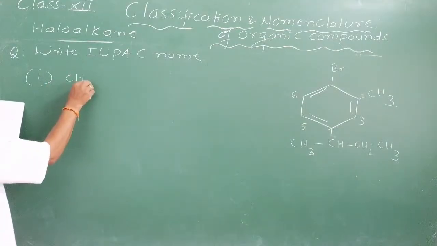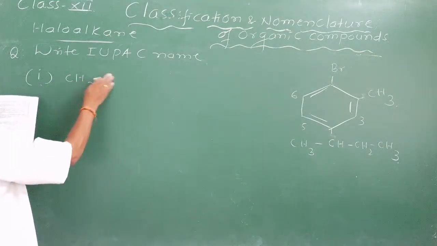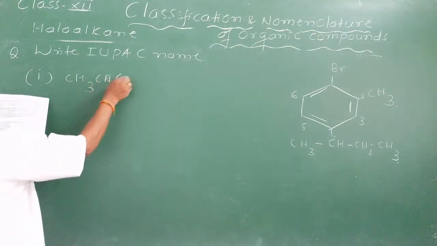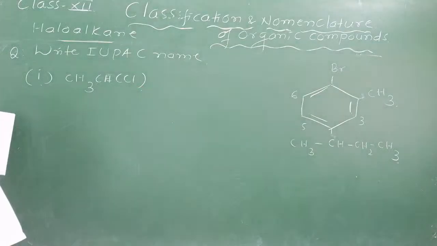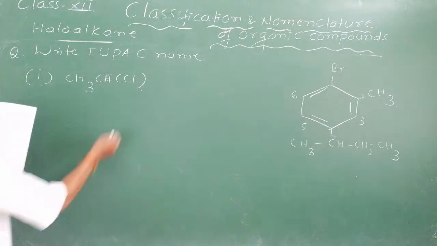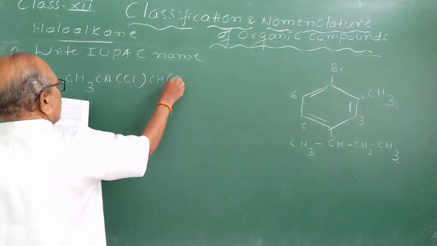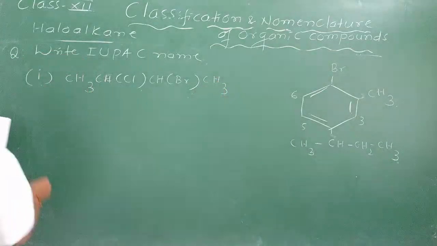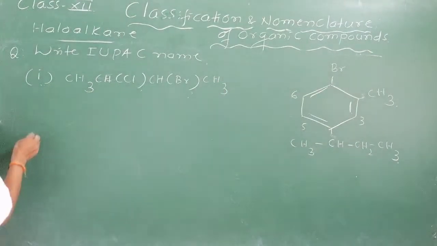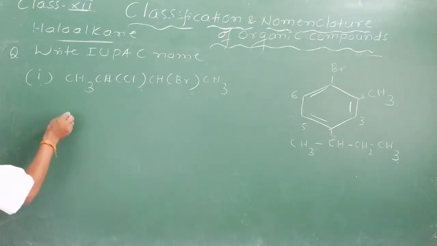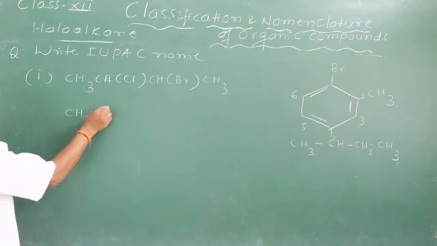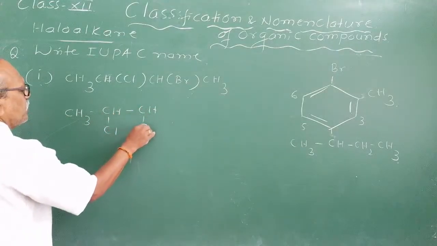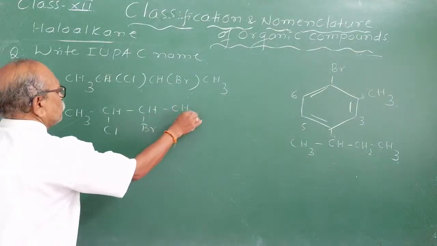CH3, CHCl, CH, Br, CH3. Write them. IUPAC name. You make it like this, CH3, so that it is convenient for you for numbering. It will appear more clearly. CH3.